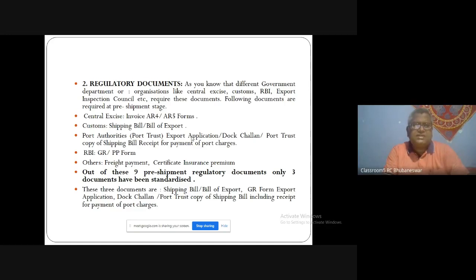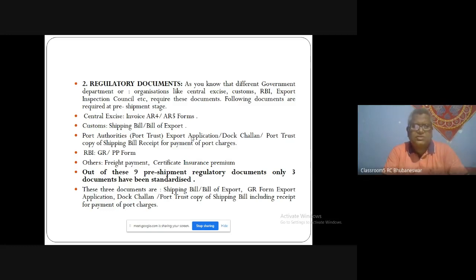These are called commercial documents. If you talk about regulatory documents, regulatory means some regulatory authority imposes that these documents are necessary at the time of exporting or importing. It is just like a story. What type of documents are really needed? But in regulatory, who are the regulators?